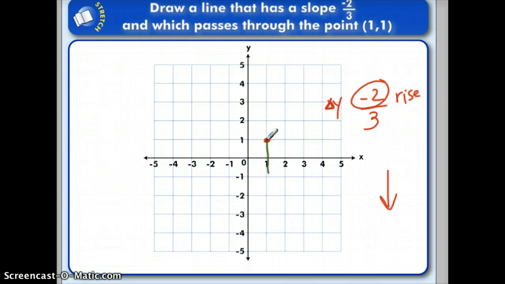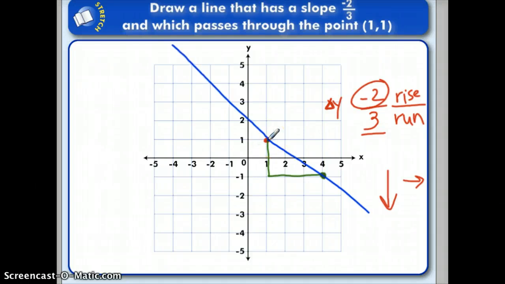So start at your coordinate, and you're going to go down 2. 1, 2. Then our run is positive, so I know I'm going to go to the right. I'm going to go to the right 3. So come back, you went down 2, and then you're going to go to the right 3. 1, 2, 3. And this is where your new coordinate's going to be. Now when you have two coordinates, you can easily make a line, you just connect the points. So that's what your graph should look like.